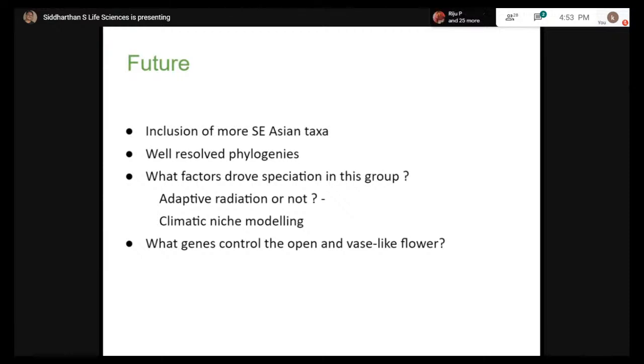Yeah, we have another question. Why do we have this much diversity for Ceropegia in the Western Ghats? Yeah, that's a big question we are trying to answer.